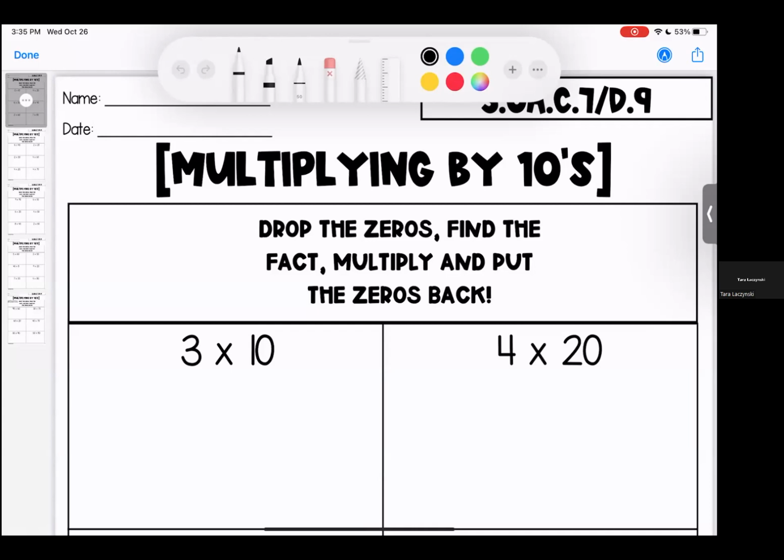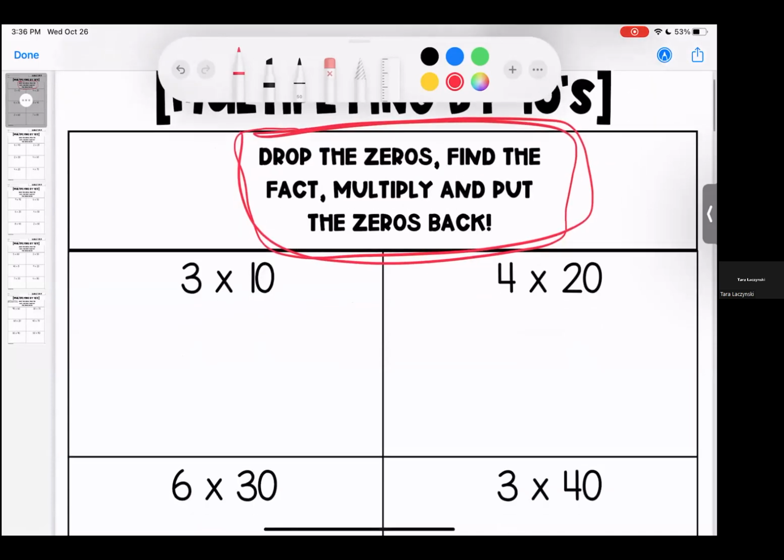We're looking at multiplying by tens. Our best friend in this unit is this little rhyme right here. Drop the zeros, find the fact, multiply, and put the zeros back. So that is going to be the skill we're working on.